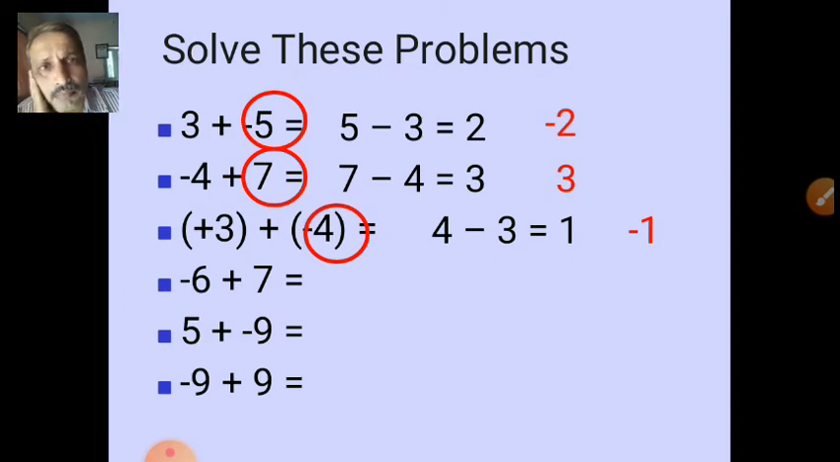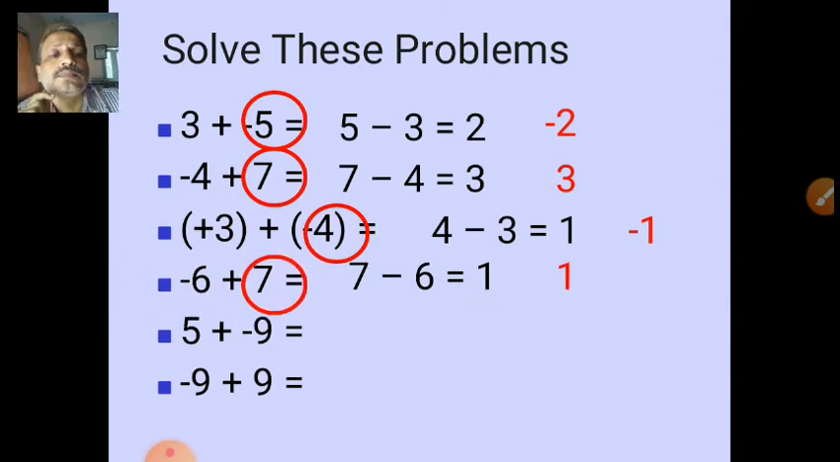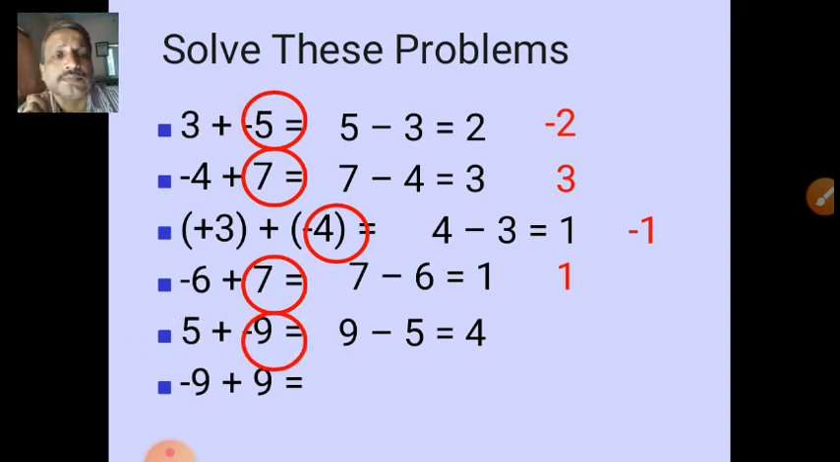What about this one? Correct. 7 minus 6, 1. 5 minus 9. Yes, 9 minus 5 you can do. 9 minus 5 gives a 4. But here we have to select the sign of a number. 9 is a bigger number. Select a minus sign. Correct? Yes. Minus 9 plus 9.